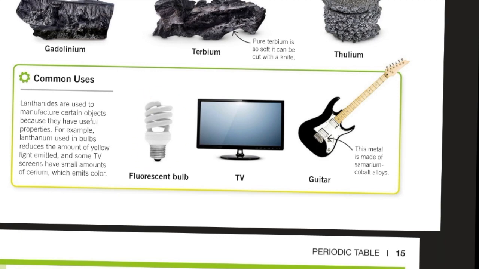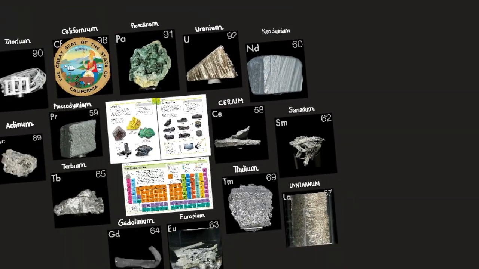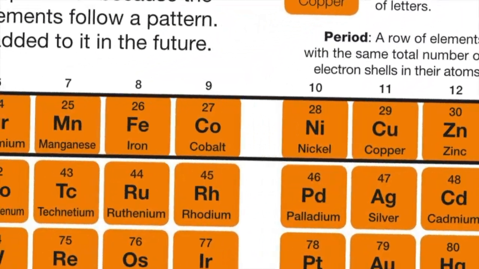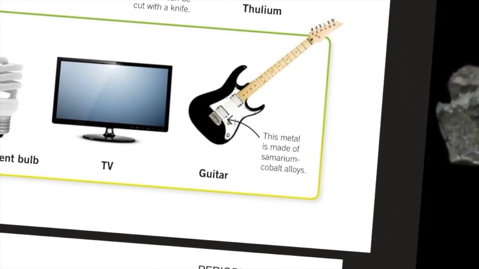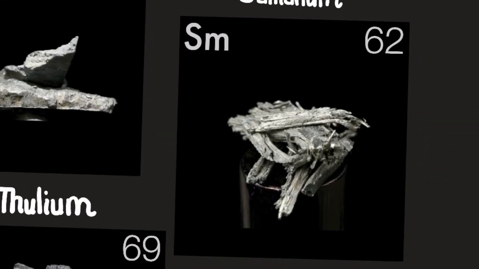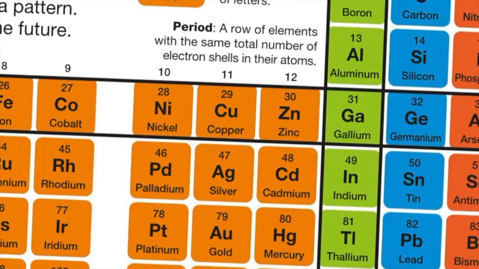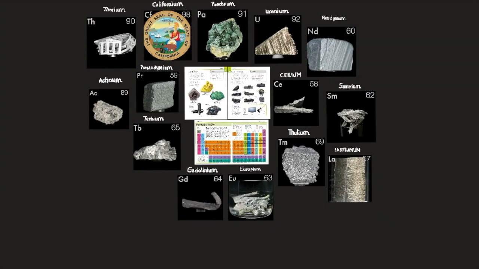Here we have fluorescent bulbs, TVs, and guitars. This metal is made of samarium cobalt alloys. So samarium is element number 62, and cobalt is element number 27, as seen here. So the metal is made out of an alloy, which is a combination of both element number 62 and element number 27. So those were the lanthanides and actinides explained.